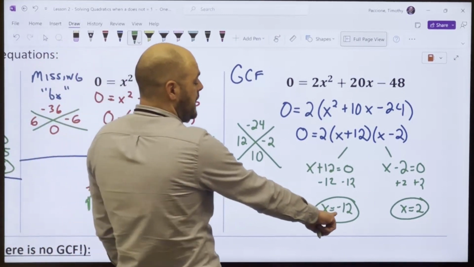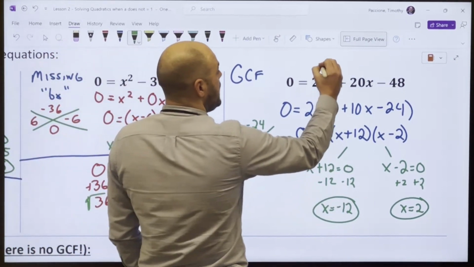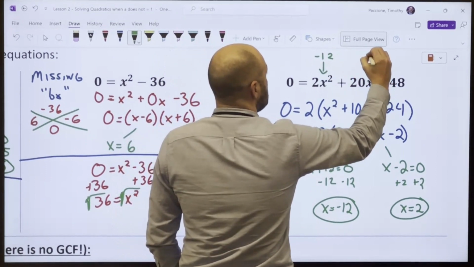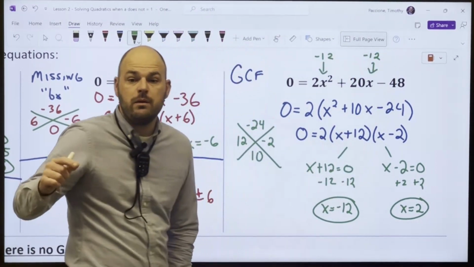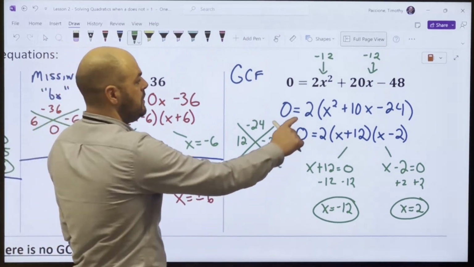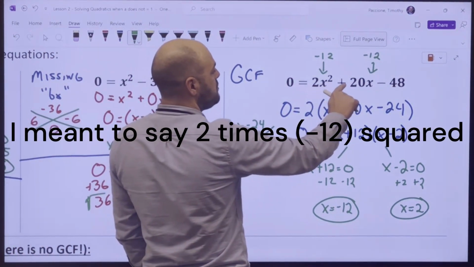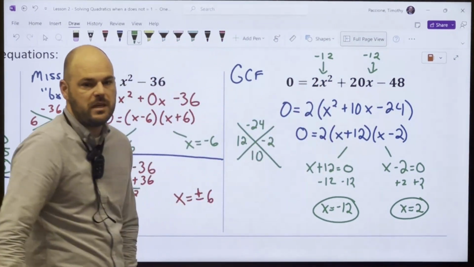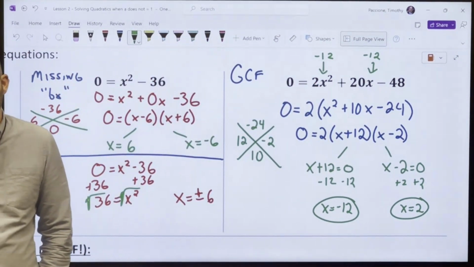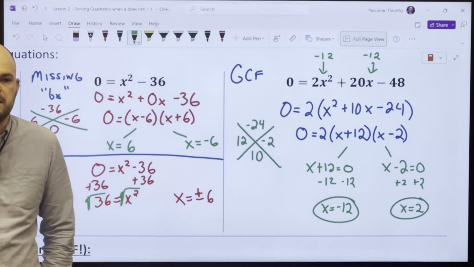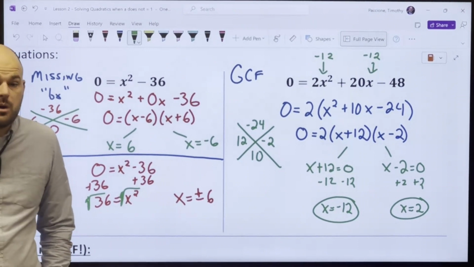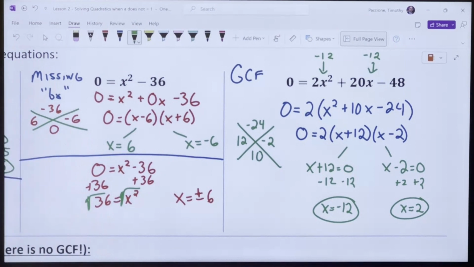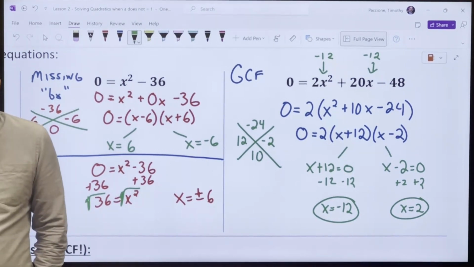What we're saying, x equals negative 12, means if I put in negative 12 right here and right here into these 2x values, it would make it all equal to 0. 2 times negative 12x plus 20 times negative 12 minus 48, all of that would be 0. That's what I just found out. Okay? I found a solution that makes the equation true. There also are x-intercepts. Okay? All right. Any other questions? That was a good question.